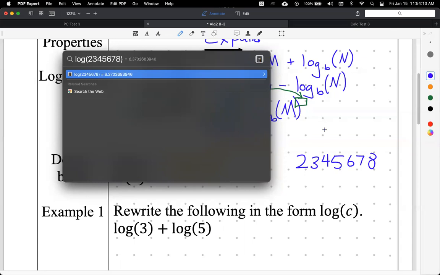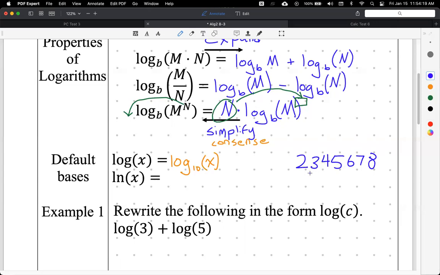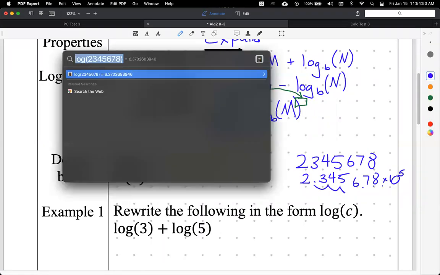If I did this in scientific notation, this would be 2.34567 times 10 to the power of, well, how many decimal places did I move? I moved 1, 2, 3, 4, 5, and then 6 would have made it to the right spot. So this is times 10 to the power of 5. So it's always off by 1 when I do the Spotlight search. If I just add another number in here, it'll go up to 7.